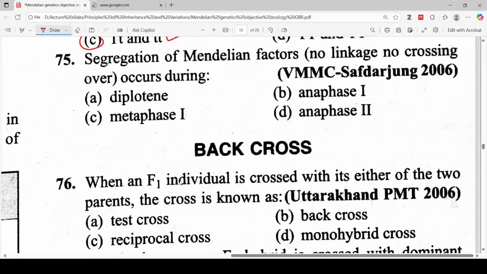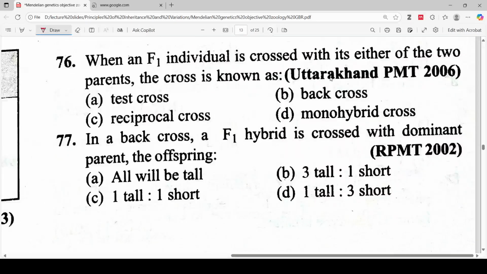Next question. The segregation of Mendelian factors, with no linkage and no crossing over, occurs during. So the correct answer will be option B. Next question. When an F1 individual is crossed with either of the two parents, the cross is known as. The cross is known as back cross.